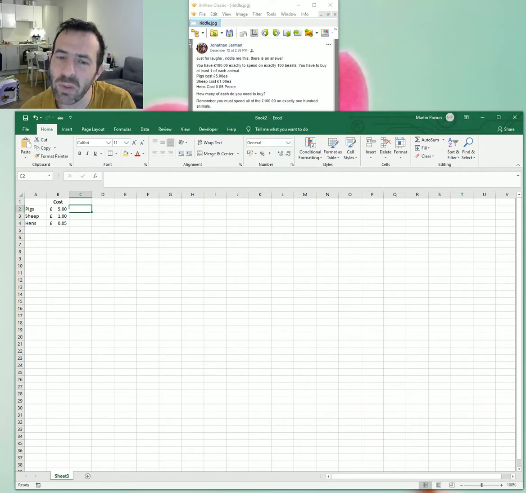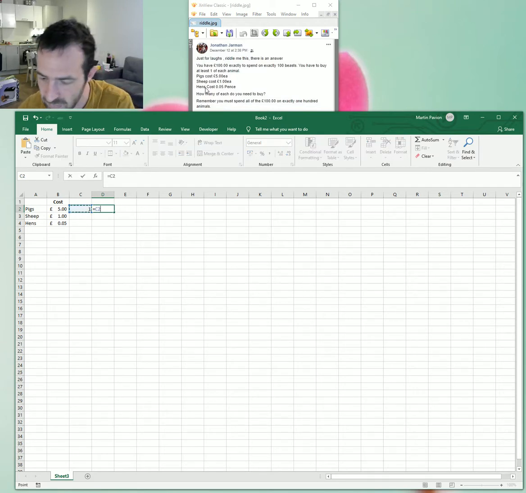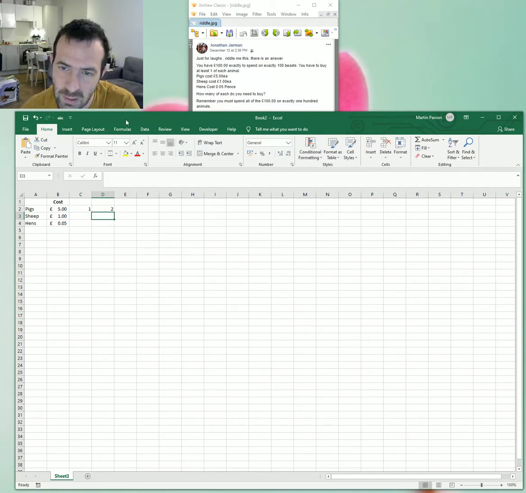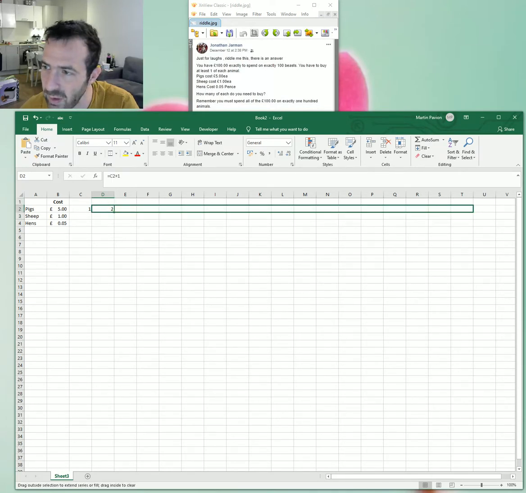But it can't be more than 20 because that would be exactly £100, and we know we've got to buy sheep and hens as well. So it would have to be a maximum of 19. So I'm going to write down all the different permutations here between 1 and 19. So our answer is going to be somewhere along those lines.